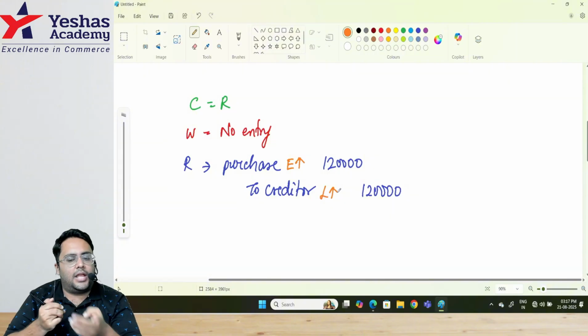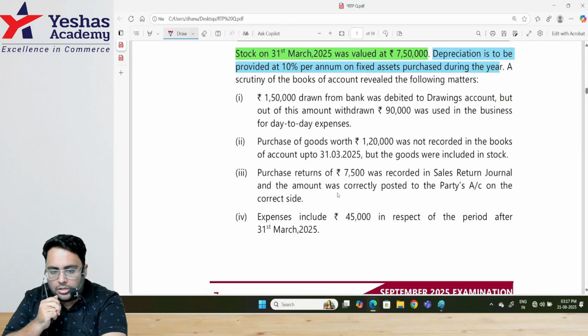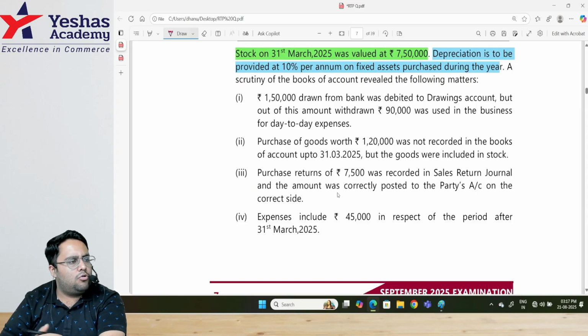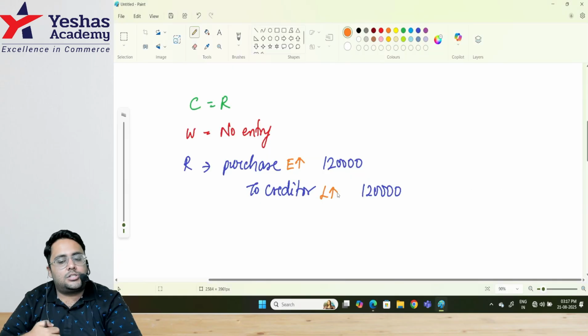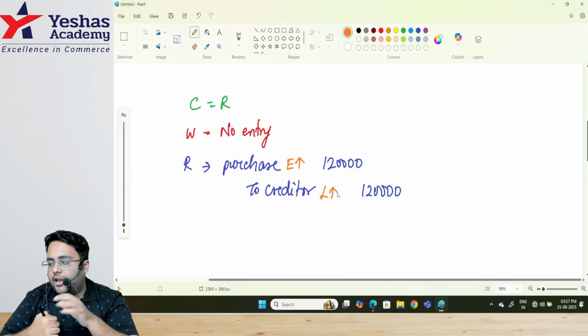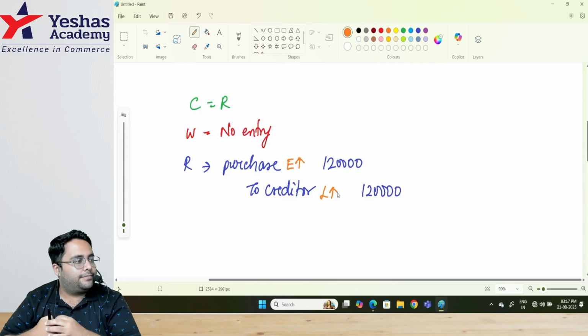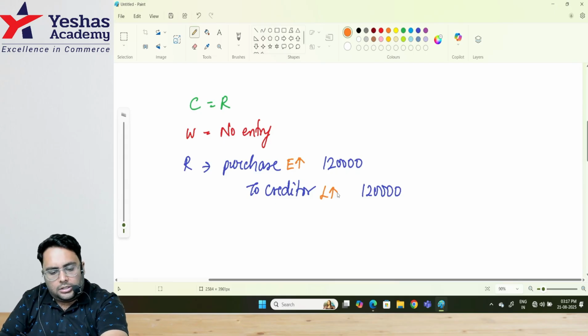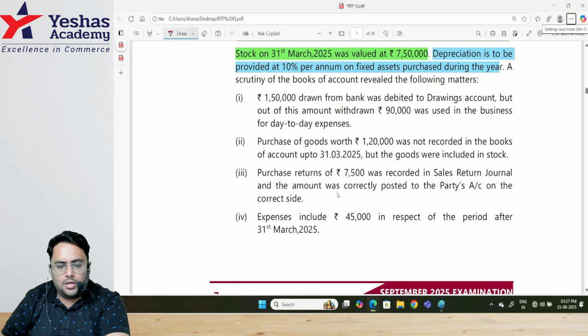Sir, can we record purchase to cash? Yes, they have not specified whether it is cash or credit, so you can record any of the two. It has already been included in stock. Stock value will not change. I only record my purchases. Come down to the third one. What is the third one saying?